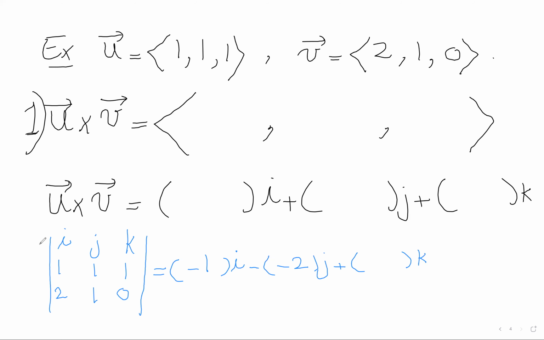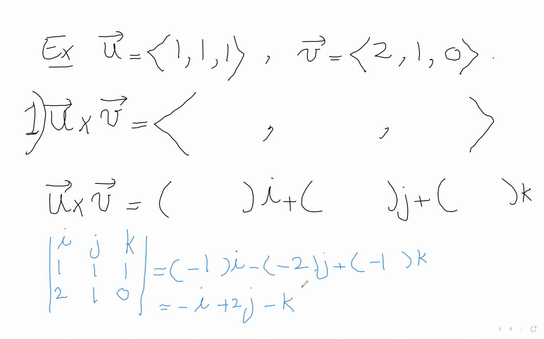Finally, for the k, forget about the first row and the third column. Look at this 2 by 2 matrix: 1 times 1 minus 1 times 2, which is negative 1. So the final answer is minus i, minus negative 2 which is positive 2j, and minus k.